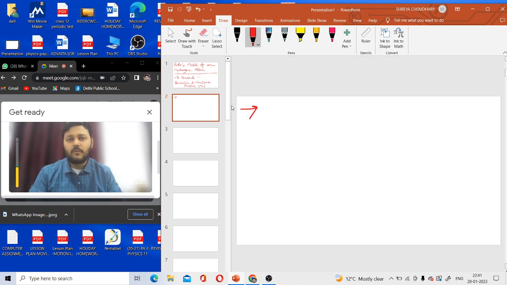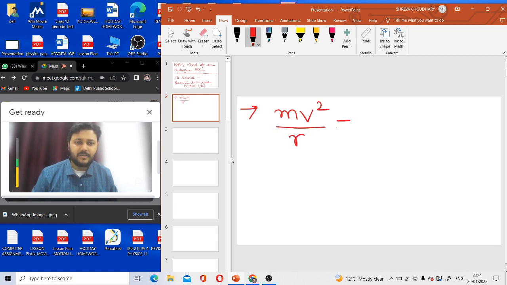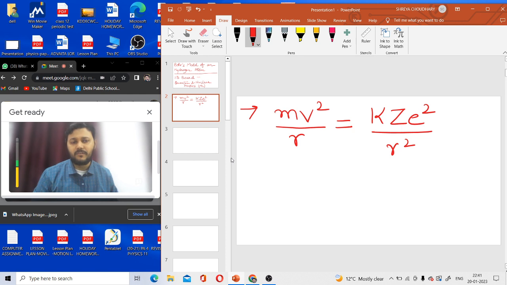Hence, the equation for Bohr's first postulate is given by, I am writing only the equations, and as far as the statements, I am discussing the statements. The first equation is the centripetal force mv square by r equals k z e square upon r square, where r is the radius of the circular path, z is the atomic number, e is the charge of the electron, and k is the constant. Let us take this as equation number 1.